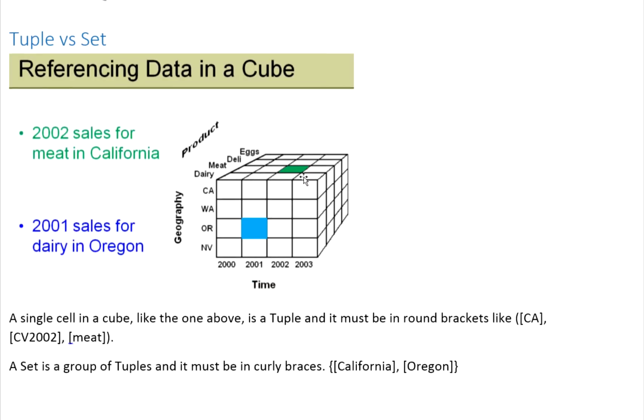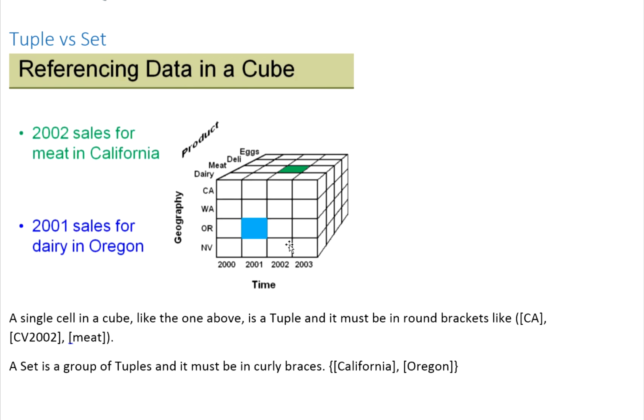Okay, so when you're referencing parts of a cube, here we have a cube. The sides of each edge of the cube you can think of as a dimension. This is a very simple cube where we only have 3 dimensions: geography, product, and time. And you need to understand an important concept, which is the tuple and the set. A tuple is a particular subcube of the cube. So it's a particular intersection. That's a better way of saying it. Here, this green cube is the 2002 sales for meat in California. So here's 2002, here's meat, and here's California. So this green cube cell right here would be a tuple.